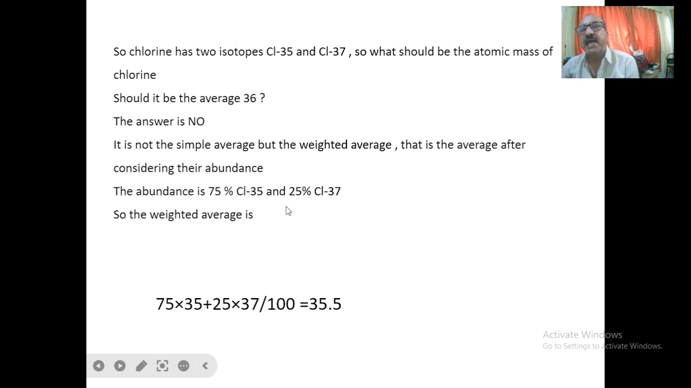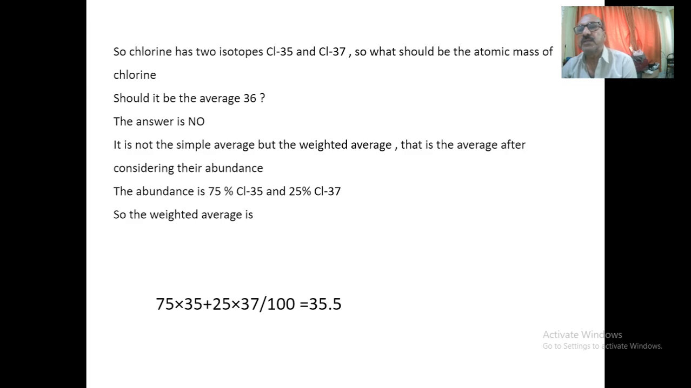So when you take the average, it is called the weighted average. How do you calculate the weighted average? If you have 100 chlorine atoms, then 75 of them have a mass of 35 and 25 of them have a mass of 37. So the weighted average is 75 times 35 plus 25 times 37, divided by 100, that is 35.5. That's how we say that the atomic mass of chlorine is 35.5.